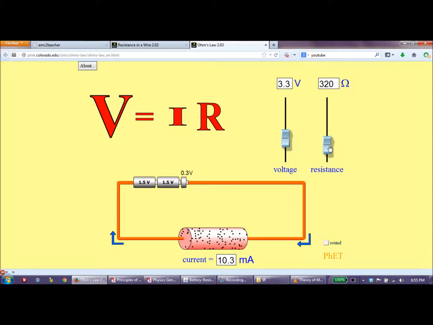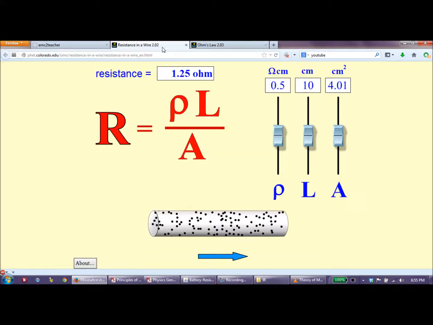The current is the one that is really created by this potential difference and the resistance. The potential difference is created by the battery or the power source. The resistance is a physical characteristic of this material in the circuit. And that physical characteristic can change.